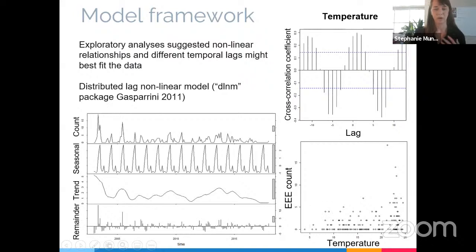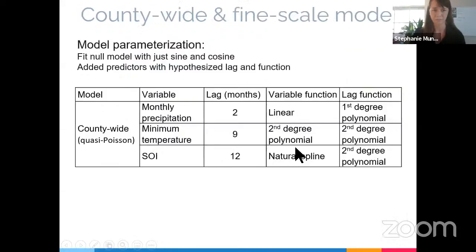It seems to be more of a thermal threshold, where beyond that, you're not going to have transmission occurring. So for parameterizing these models, I first fit a null model with just sine and cosine variables, so that accounts for that seasonality. And then I added predictors using hypothesized lags and functions.